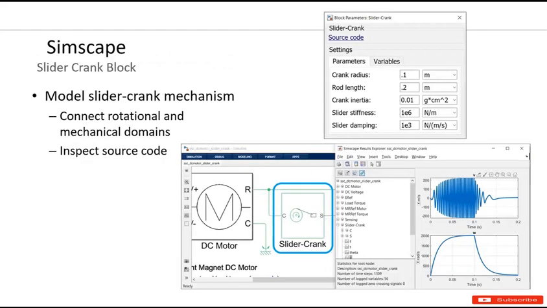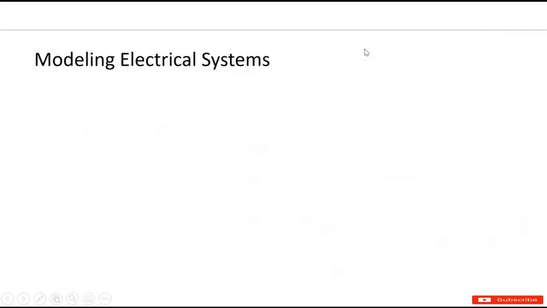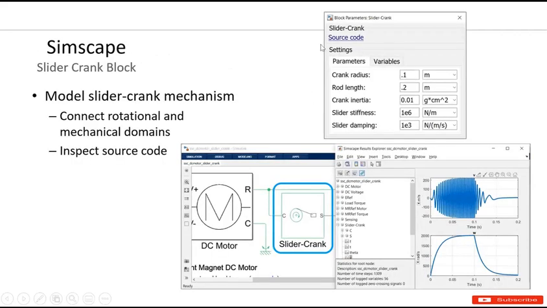And for some blocks you can also inspect the source code. Yes, this is the source code. Just click on it and you can see how that block works, what the underlying equation is, what the mechanism is. It's not there for all, but for some you can find it.